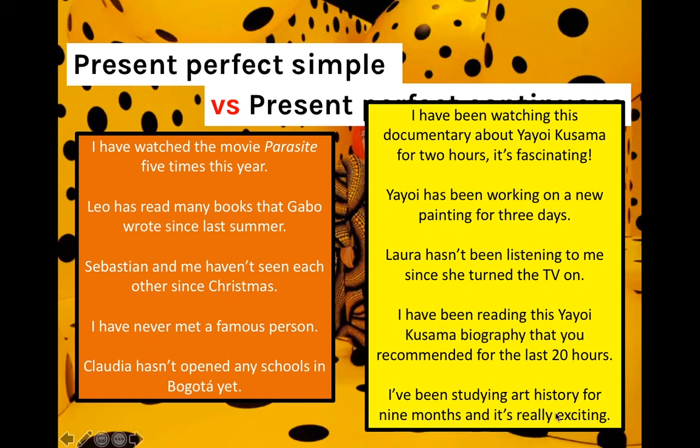I have been reading this Yayoi Kusama biography that you recommended for the last 20 hours. 20 hours ago, I started reading the biography and I'm still reading it now. I'm focusing, I'm emphasizing on the duration of the action. And last, I have been studying art history for 9 months and it's really exciting. That means 9 months ago, I started studying art history and today I'm still studying art history. I am focusing on the duration of the activity.